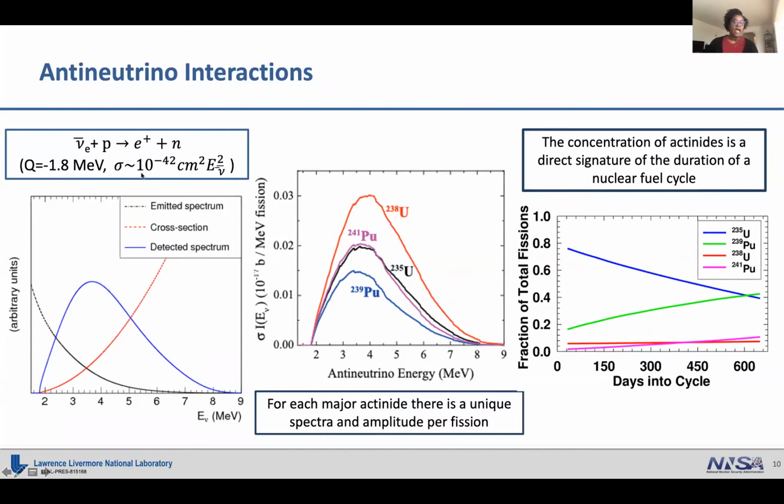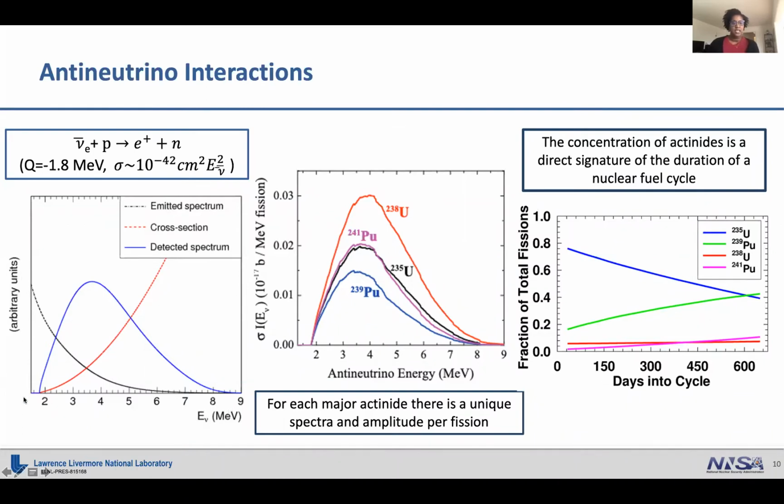But then if we look at the cross-section for this interaction, we see that it's on the order of 10 to the negative 42 centimeters squared, and it scales as a function of the energy of the antineutrino squared. When we think about typical nuclear reactions, a barn is roughly 10 to the negative 24. So this has a significantly smaller interaction probability than what you would tend to see from a typical nuclear interaction.